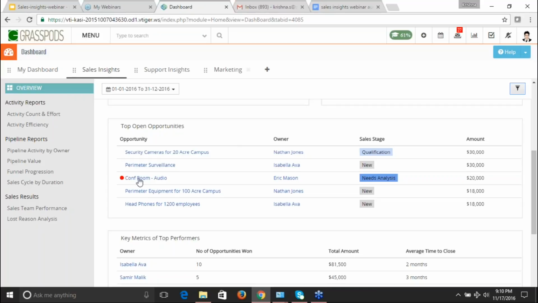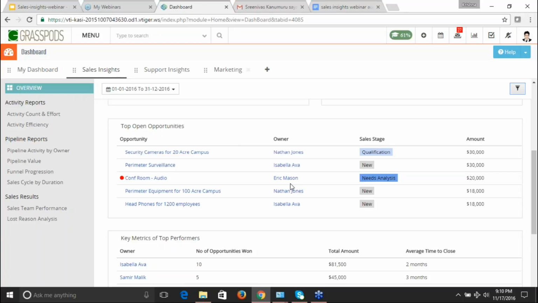so which is good. And I see a red dot here, which usually means it's not good. What it means is this particular deal has been stuck for at least a month. So Eric, the owner of this deal, would have received a couple of notifications already. The fact that it's still stuck means that there may be something else going on.